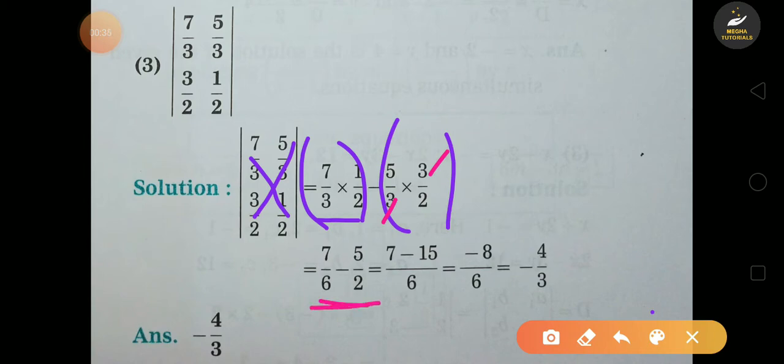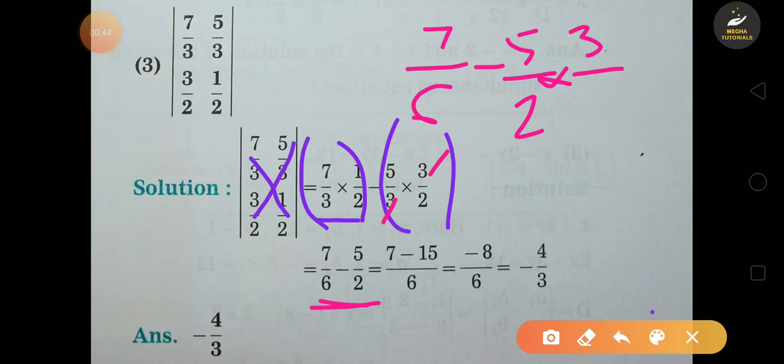Since denominators are different, you have to take the LCM. So the next step will be 7 upon 6 minus 5 upon 2 into 3 upon 3. So 7 minus 15 upon 6. So 7 minus 15 is minus 8 upon 6. After simplification you will get minus 4 upon 3. So the final answer is minus 4 upon 3.